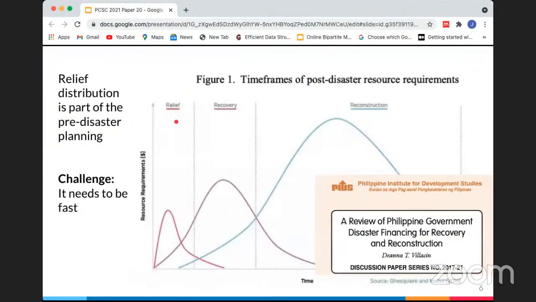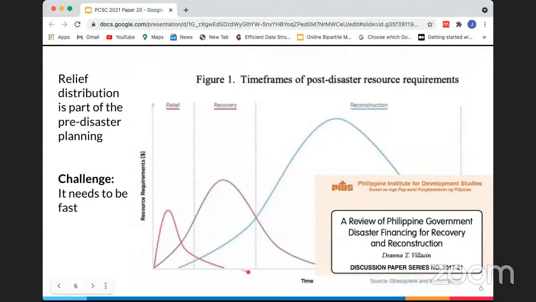However, we have ways to deal with natural disasters. In fact, from the review of Philippine government disaster financing for recovery and reconstruction, we have a three-point process that starts with relief, and then recovery, and then reconstruction. The area that we are interested in is under the pre-disaster planning, which is relief distribution.